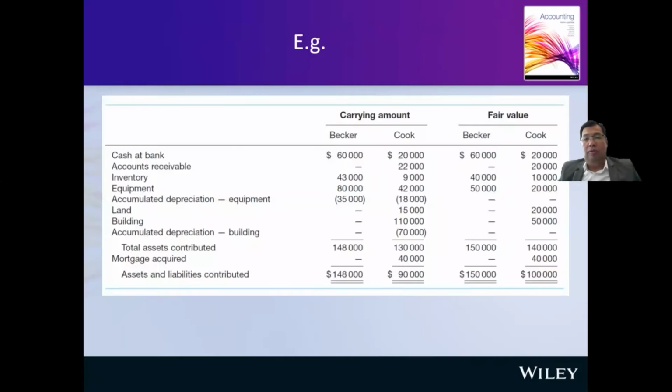So, for example, we have two partners here, Becker and Cook. These are the assets. When they create the partnership, Becker has a cash balance at the bank of 60,000. Cook has 20,000. When we do the valuation, cash always has the same value, 60,000 and 20,000. Accounts receivable is also the same.